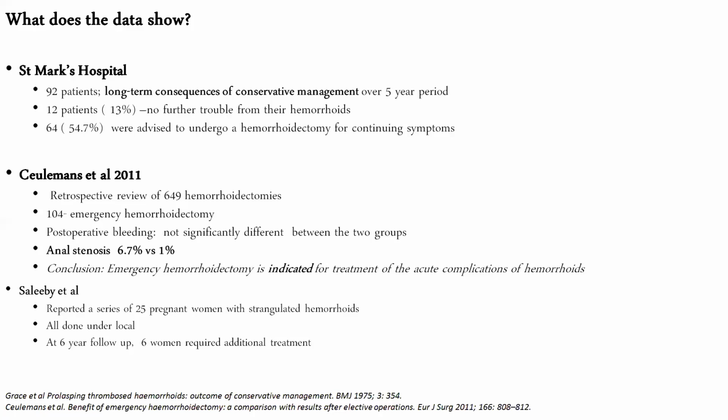Selman from Belgium in 2011, in this retrospective review, reviewed the results of 104 emergency hemorrhoidectomies versus 540 elective hemorrhoidectomies. He found that the rate of anal stenosis was 6.7% for emergency hemorrhoidectomies versus 1% for elective hemorrhoidectomies. So he concluded that emergency hemorrhoidectomy is indicated for treatment of acute complications of hemorrhoids.